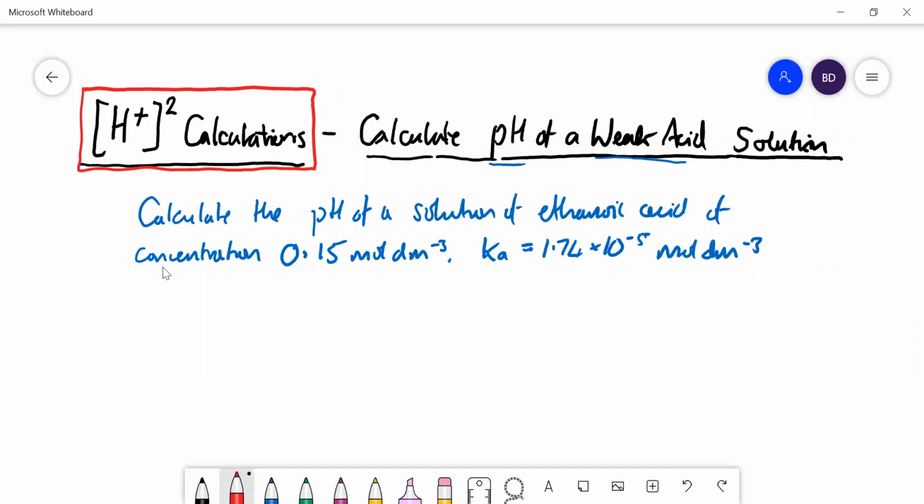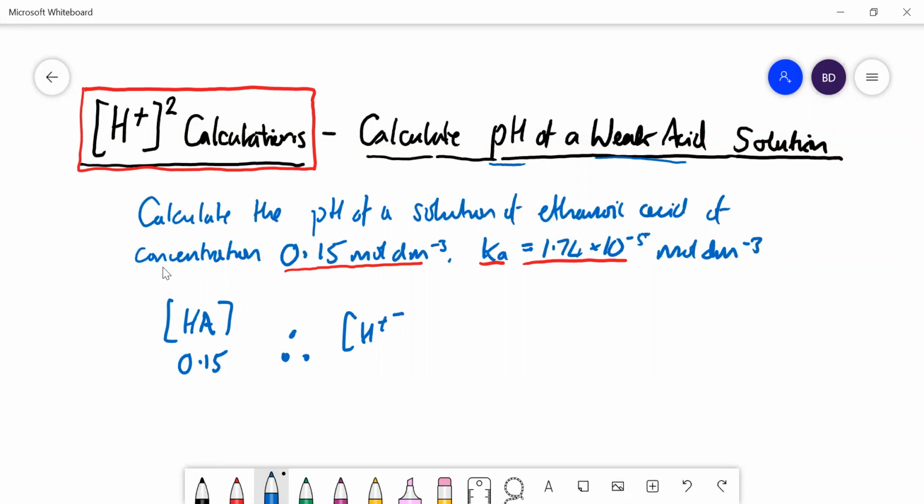Okay, but first of all, we've got this solution of ethanoic acid. They tell us the Ka, you need to know the Ka, and they tell us the concentration of the ethanoic acid. Now what you can't do is say the HA concentration is 0.015, so therefore the H plus concentration is the same. That's not true, because not all of the HA dissociates, only a small proportion of it does. So you can't use that technique that we used with strong acids.